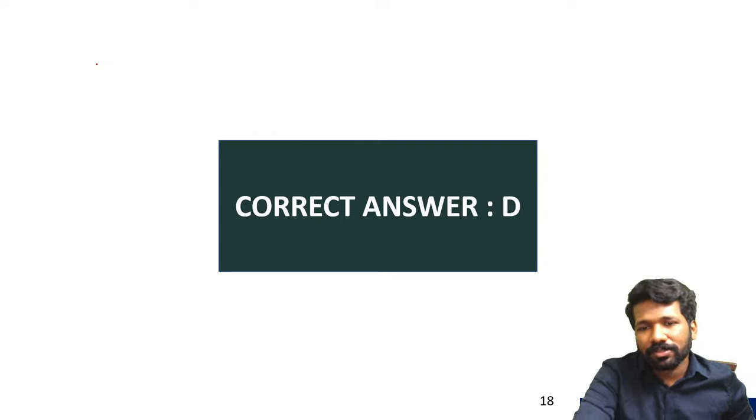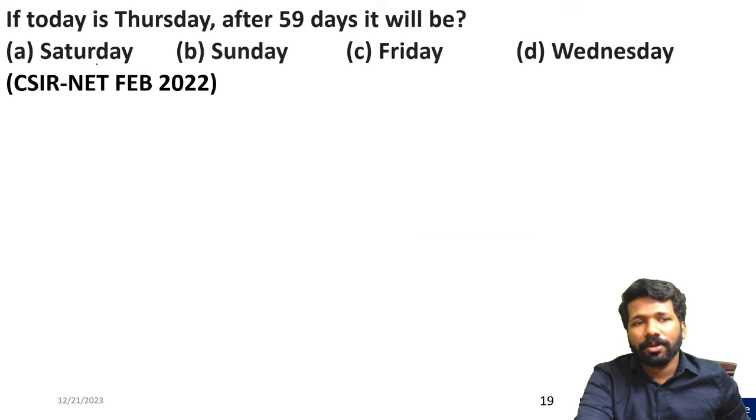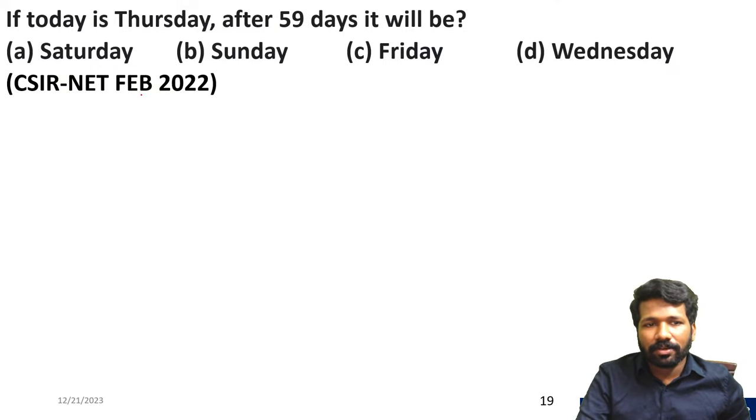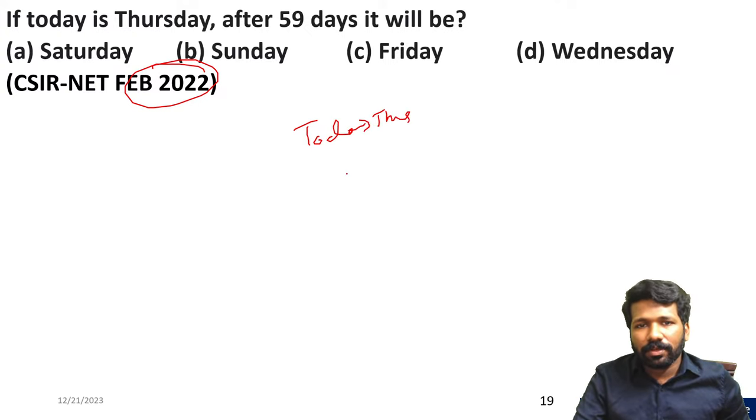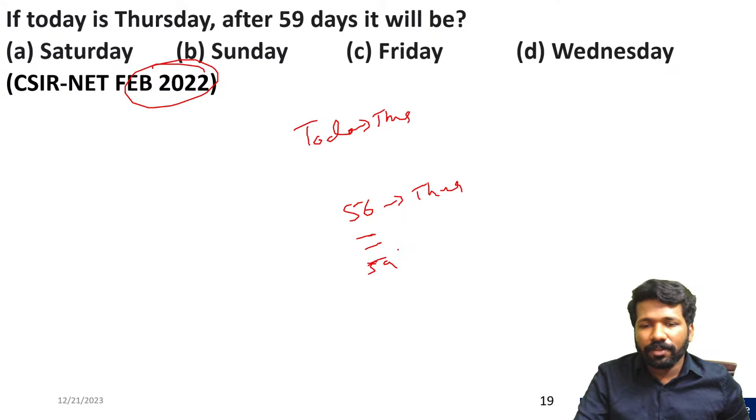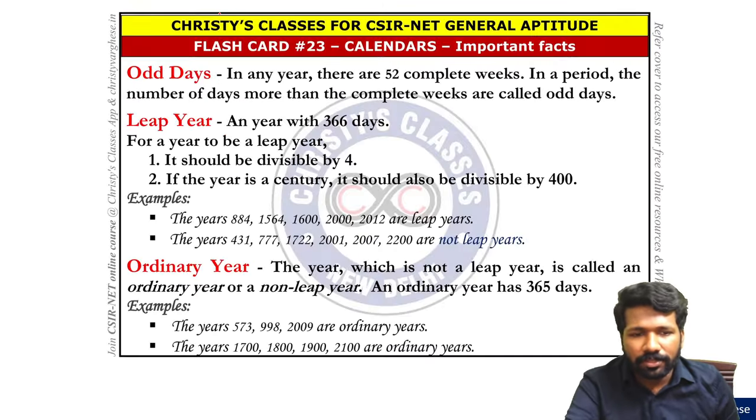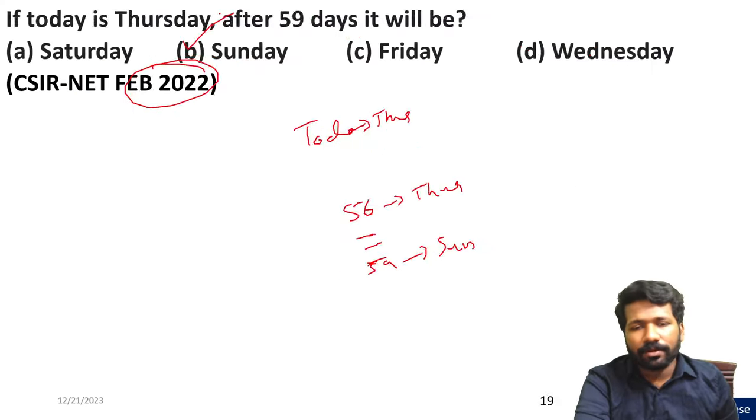So this was a previous CSIR-NET question, purely based on odd days. Another question, super easy question, due to lack of time, I am starting explanation. If today is a Thursday, after 56 days, it will be Thursday again. So after 59 days means 57, 58, 59, 3 days added, which will be Friday, Saturday, Sunday. So Sunday will be the answer. Super easy, na? All of you understood? So that is how the odd day concept will be helpful.